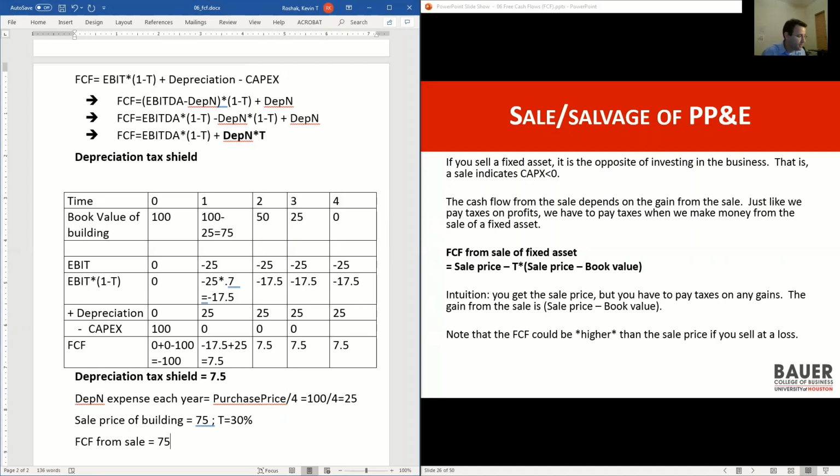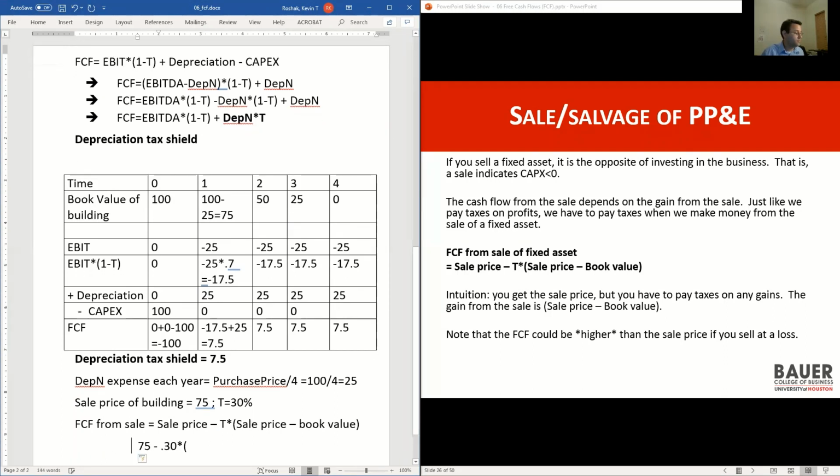That makes sense. We start there, but then we have to subtract off taxes that we have to pay on the sale. So our tax rate is 30%. Just walking through this equation: sale price minus T times the sale price minus the book value. So 75 is the sale price, 30% is the tax rate, and the sale price is 75 again.